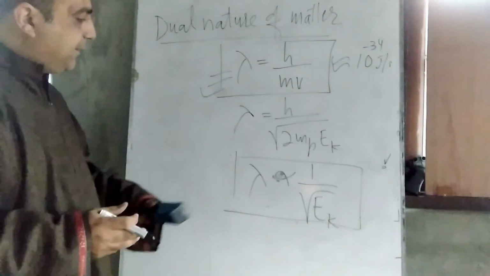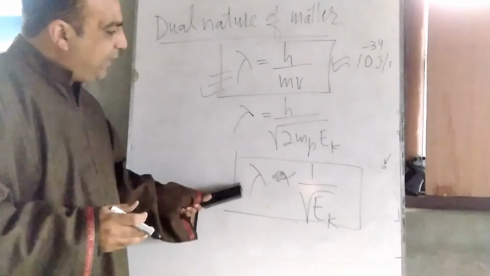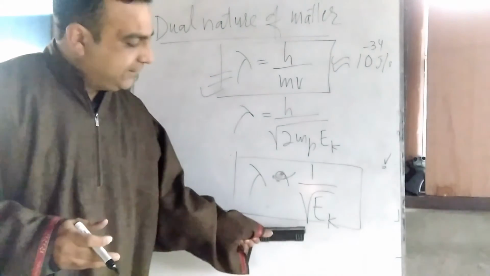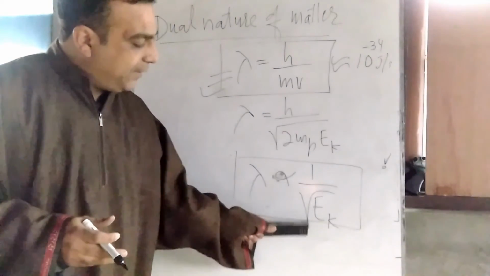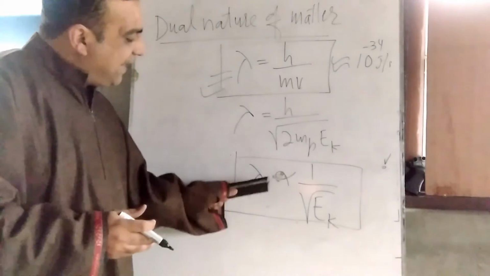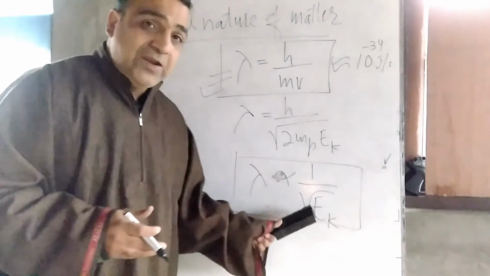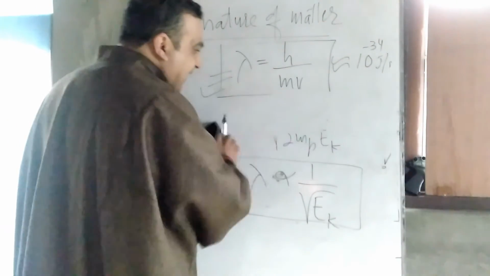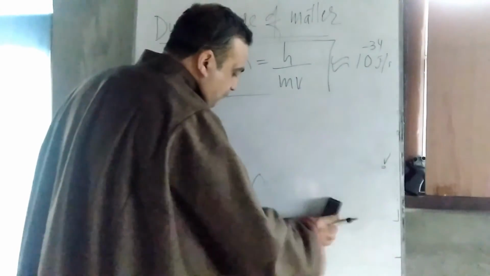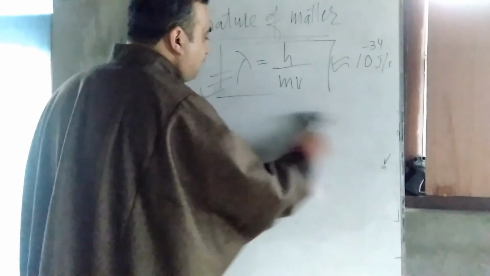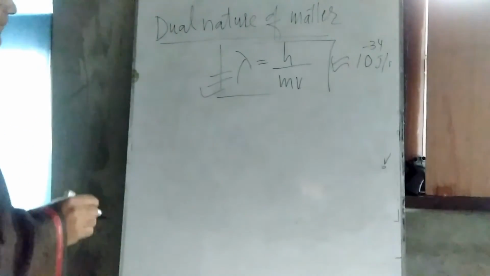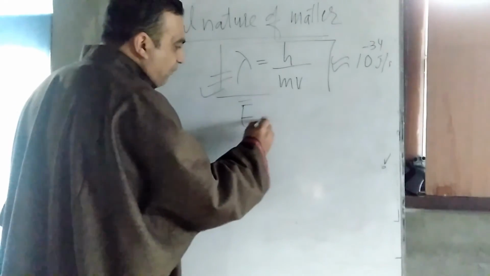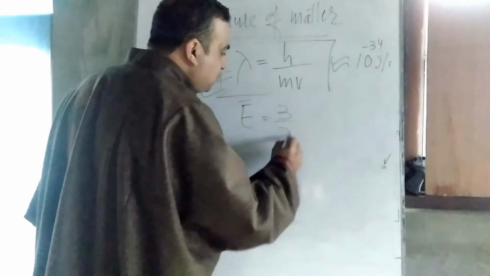So here we have seen that this wavelength comes out to be dependent on the kinetic energy of the moving particle. That means it has wavelength, and this wavelength can be measured as an inverse of its kinetic energy. Okay, if we take this energy, average energy, we should say, we can also write it as 3 by 2 kT.